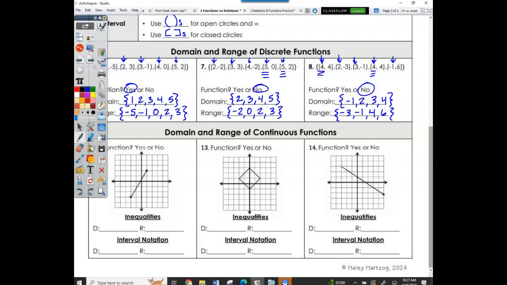Remember we said you don't have to list it twice. So just draw a slash through that second 4 to let you know that you don't have to list it twice. Alright, so domain and range of discrete functions is really simple because you just list the numbers you see, right? Not a problem. Here's where we get to the more complicated one.